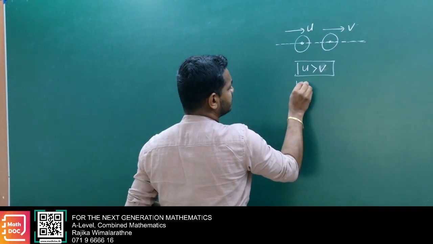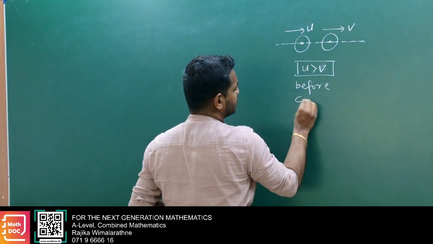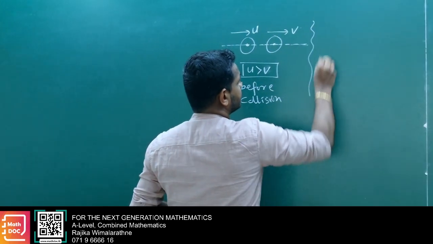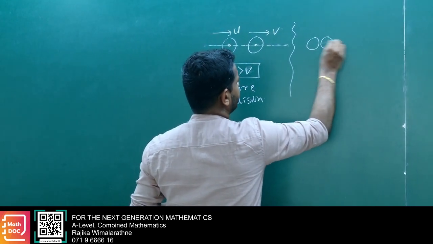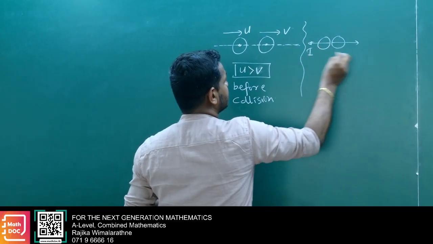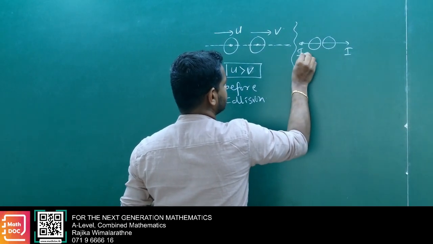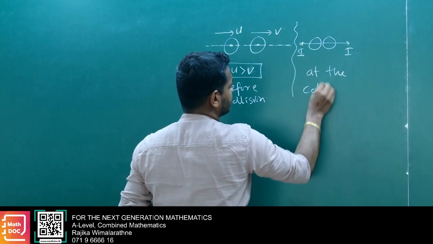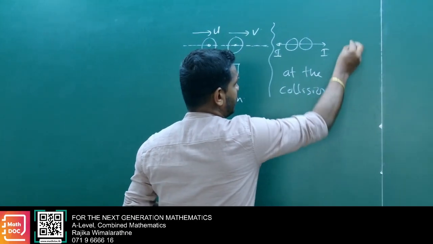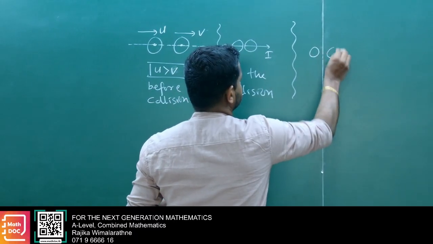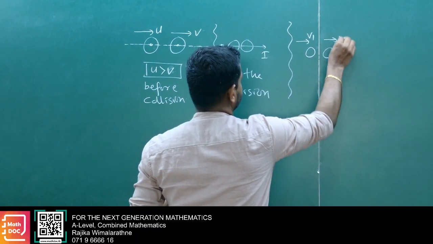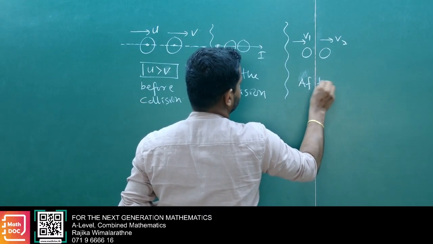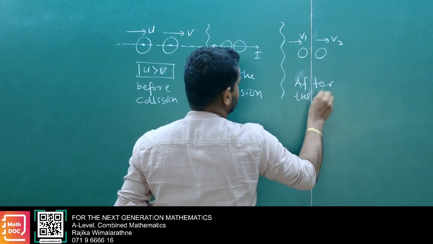Here, before collision. Then at the collision, like a reaction, it has impulse I. Then after the collision, say the velocities are v1, v2.